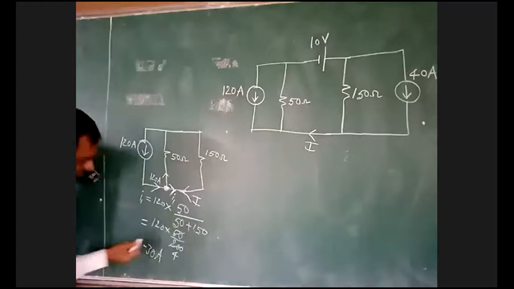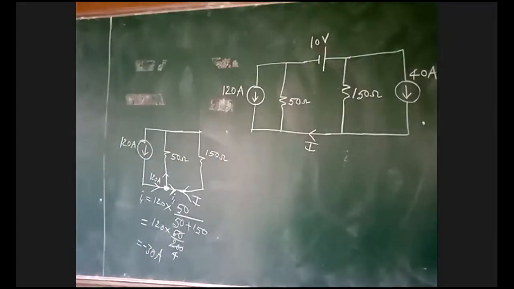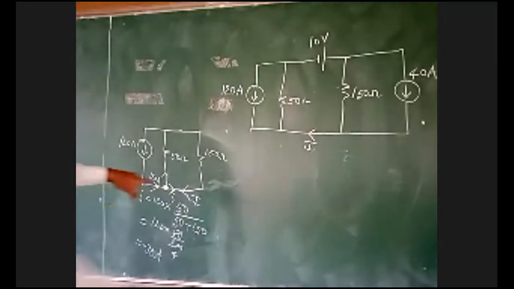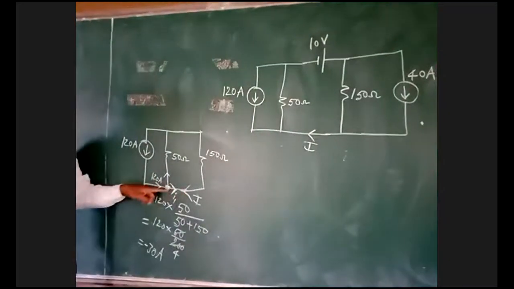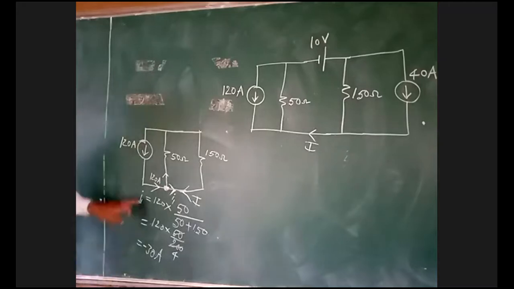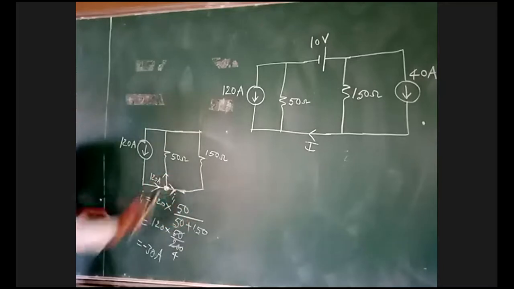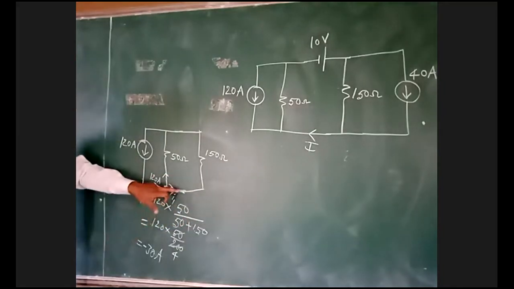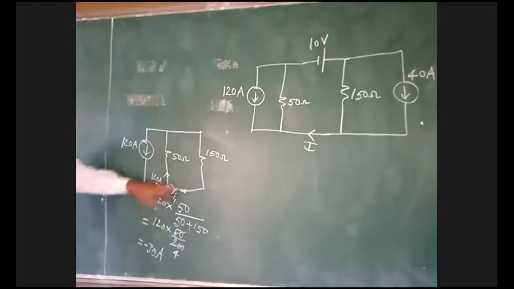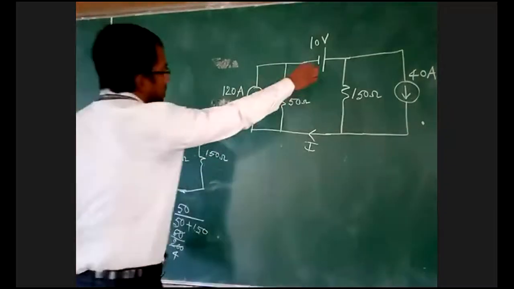30, and minus or plus? Minus. Why minus? Because the actual current direction is this one, but I1 is in this direction. Both are opposite. That's why minus. Let us assume in the first circuit it is I1. I1 and I are in opposite directions. That's why minus. Now I will consider this voltage source.